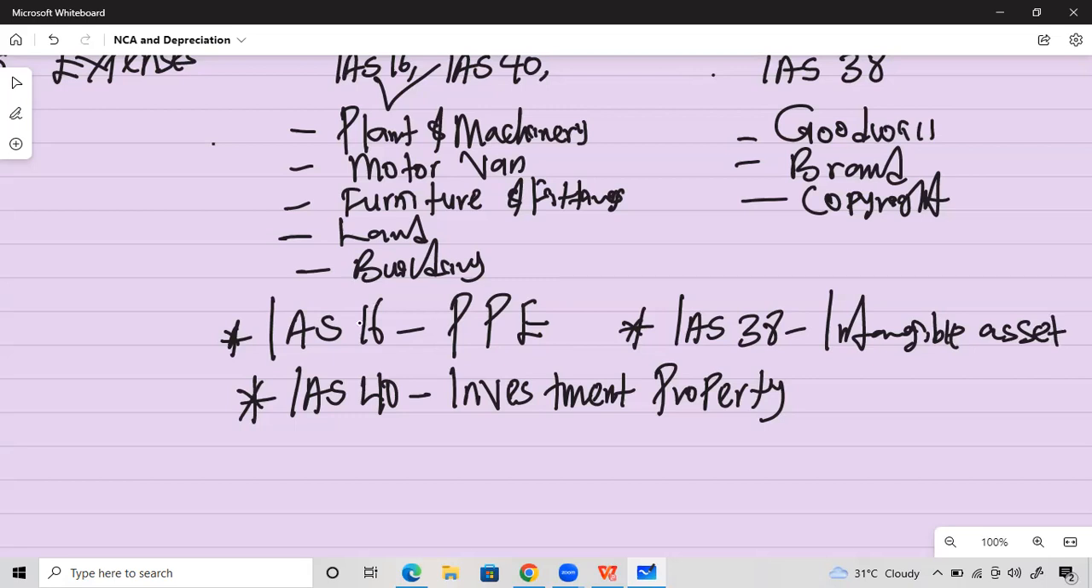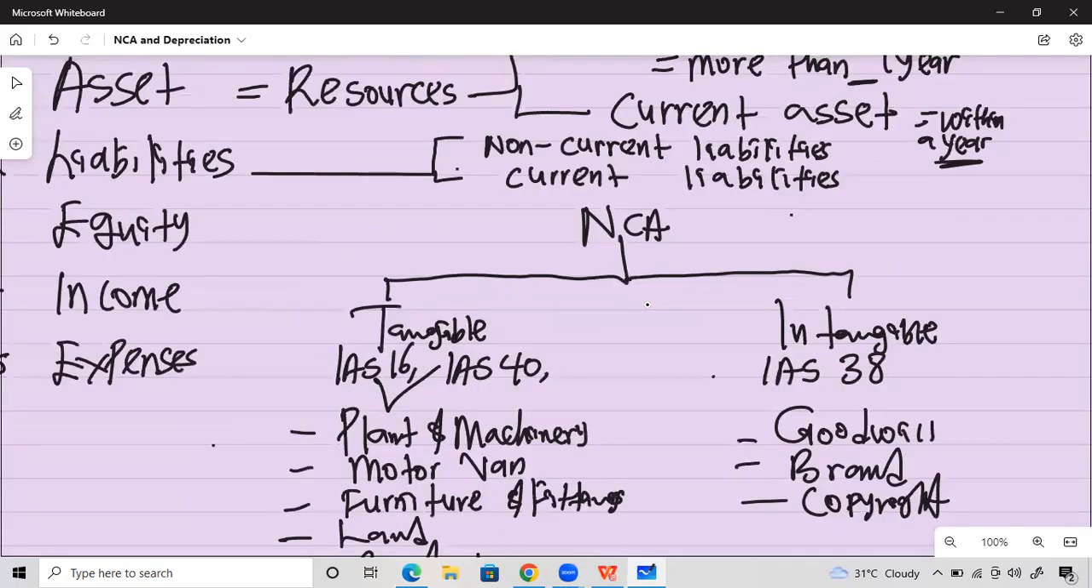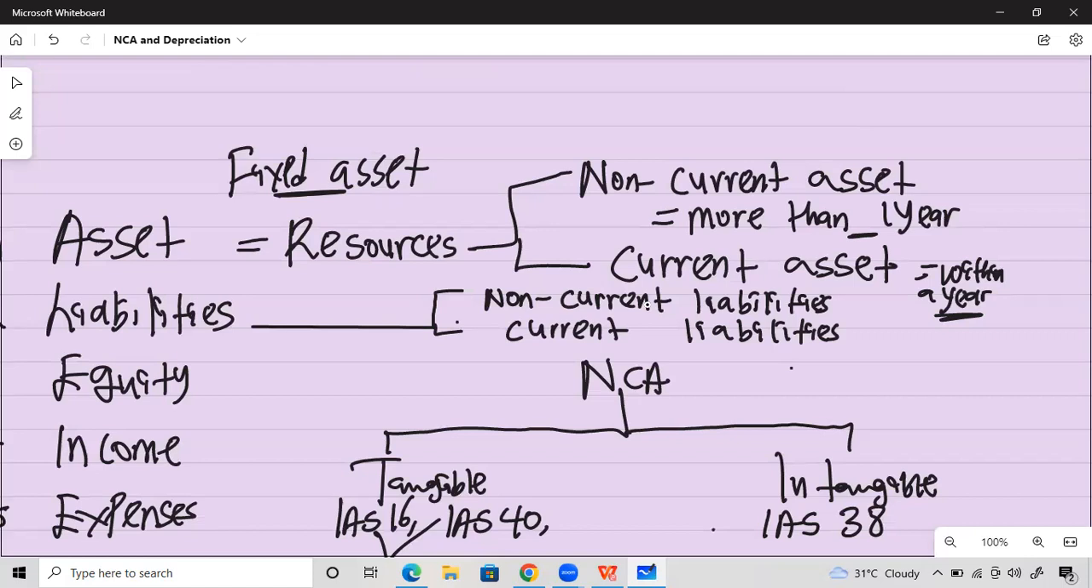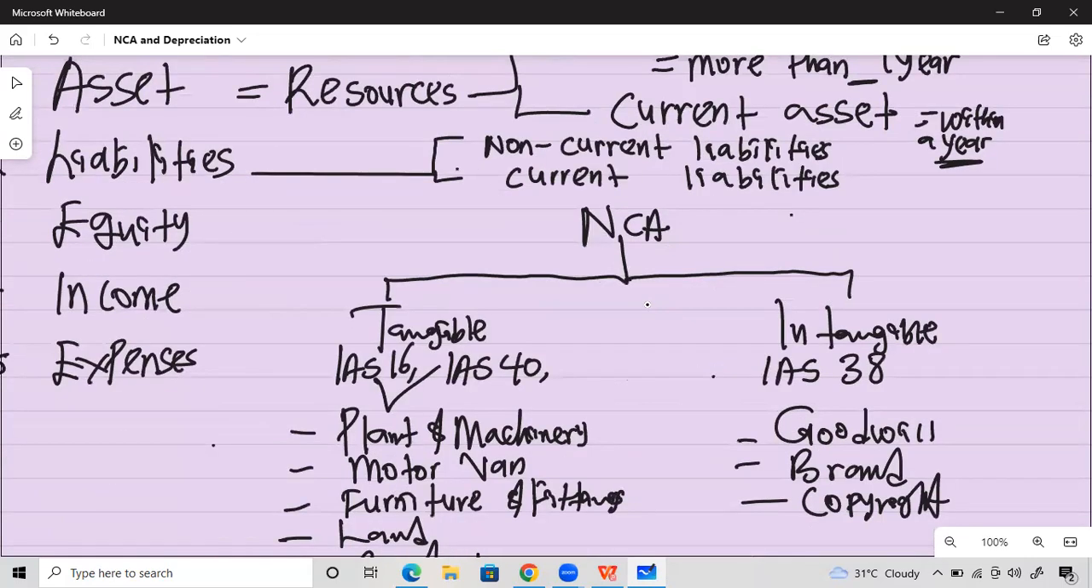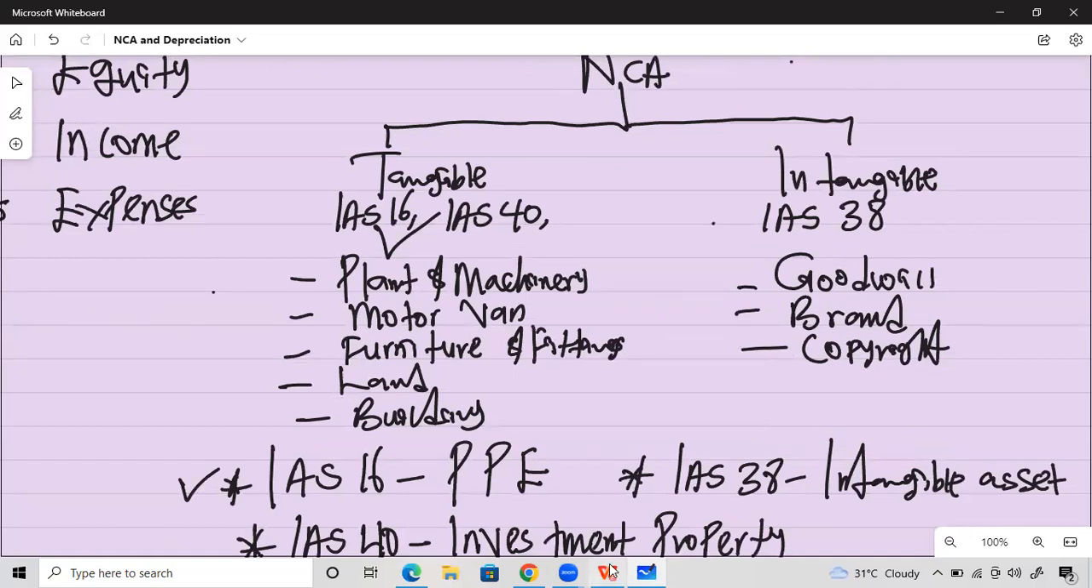So what we'll be making reference to now is this. When you get to skills level at the professional, you'll be talking more of all these standards. So this is the first level, and we are just going to give you a brief introduction to IAS 16. Don't forget, we have two types of assets, the non-current asset and the current asset. The non-current asset is further divided into two, tangible and intangible.